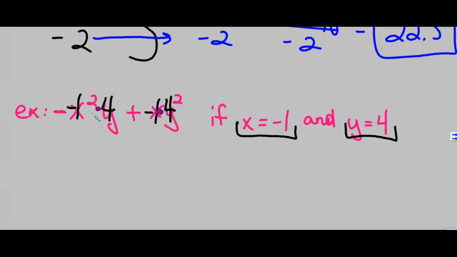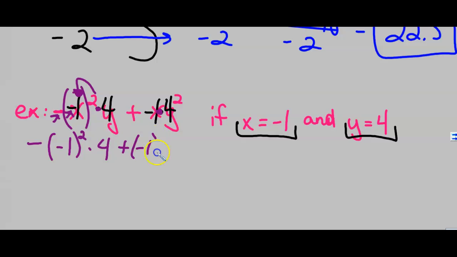Okay, let's rewrite it so we can see what we got. We have a -1. The -1, the x, is what is being squared. Sometimes it might even help to put parentheses there when there's a negative involved. Timesing it by 4 plus -1, and then y is going to be squared, so that's going to be times 4 squared. Okay, here's our expression. Let's go ahead and break it down.